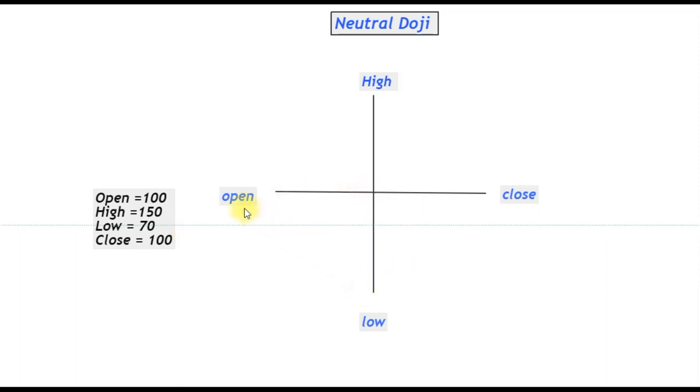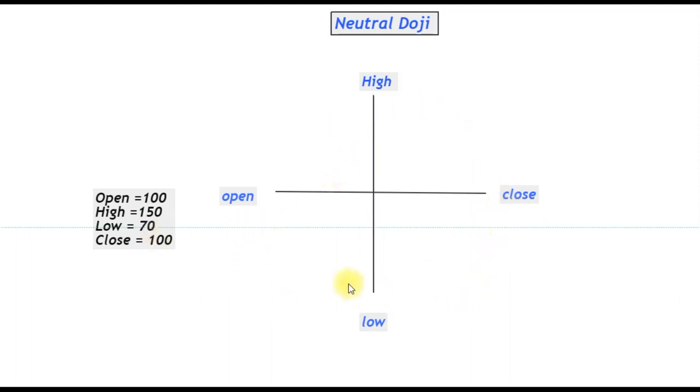In the neutral doji, the open and close is almost the same or it will be equal. There won't be much difference in the price. Say for example, the price opened at 100 rupees and made a high of 150 rupees and price came till 70 rupees and closed at 100 rupees.